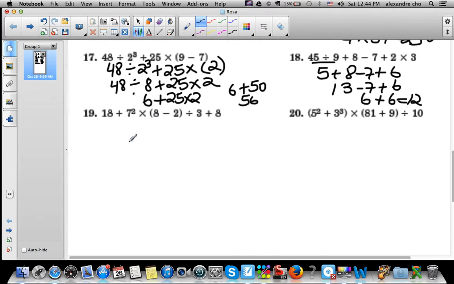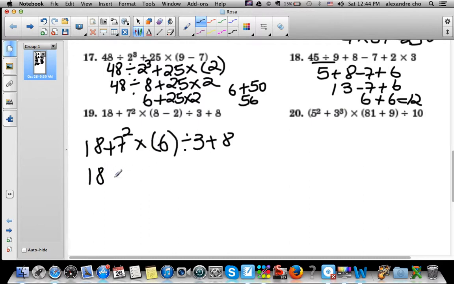Alright, this one has everything. Nice. So, exponents. No, parentheses comes first. Let's copy everything else. 18 plus 7 to the second power times, and inside the parentheses, 8 minus 2 is 6, divided by 3 plus 8. So, let's see. Parentheses are taken care of. We have to do exponents. So we got 18 plus 7 to the second power is 49 times 6. Let's take the parentheses out. Divided by 3 plus 8.